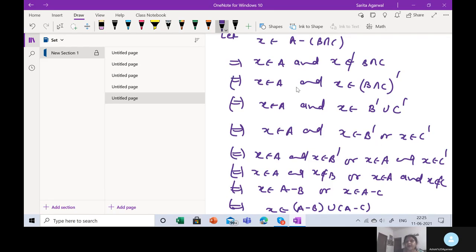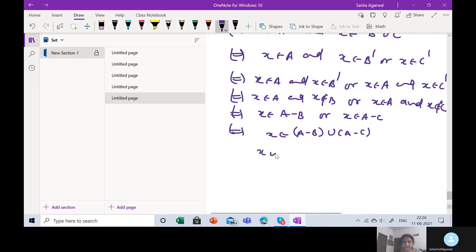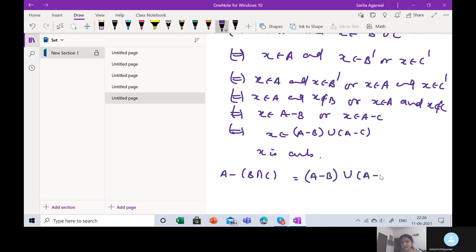Means X belongs to A and X belongs to B complement union C complement, which according to De Morgan's is B intersection C complement. Means X belongs to A and X does not belong to B intersection C. Means X belongs to A minus B intersection C, and this X is arbitrary. And this means that A minus B intersection C is A minus B union A minus C, right?